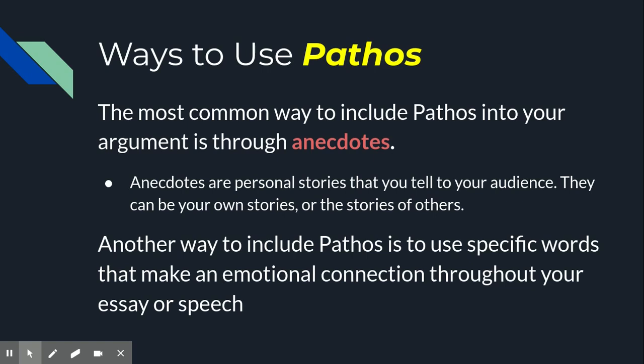Another way you can include pathos is to use specific words that make an emotional connection throughout your essay or speech. Instead of saying that the rival product to yours is not a good product, you can use more emotional words. A tragic product, the horrible effects of this product. You can use certain specific words to try to get your audience to feel a specific emotion towards a specific thing.